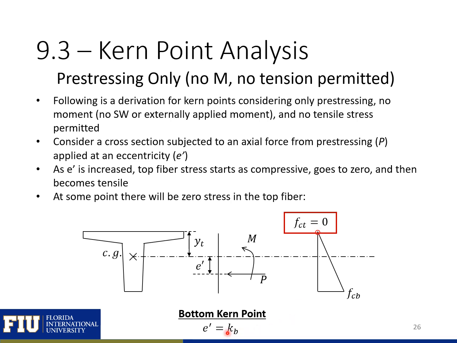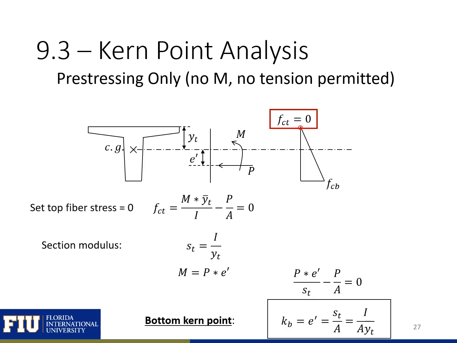So essentially, when the eccentricity produces zero stress in the top face, we consider that our bottom Kern point. To find our bottom Kern point, we can just use our force in the tendon analysis, and we can find our My over I, our flexural stresses, minus P over A, so adding in our axial stresses, and set it equal to 0 to get zero stress in the top fiber.